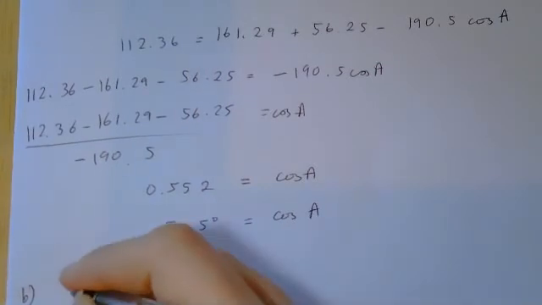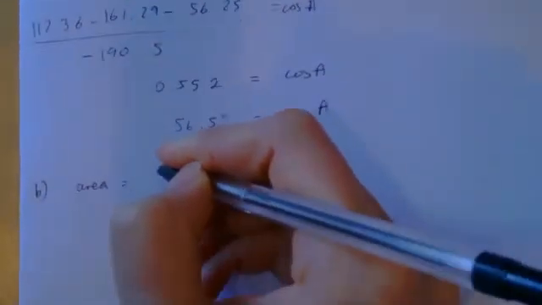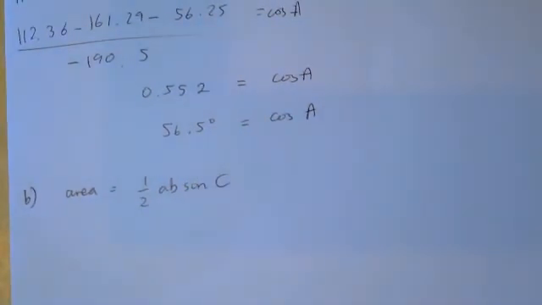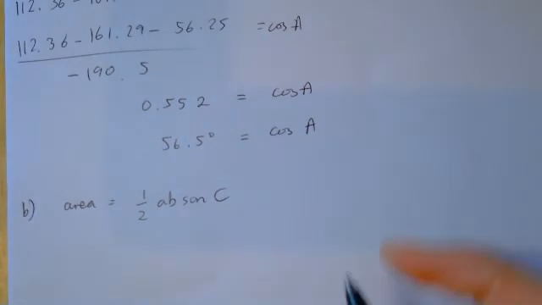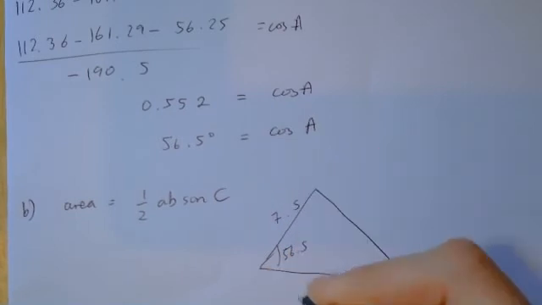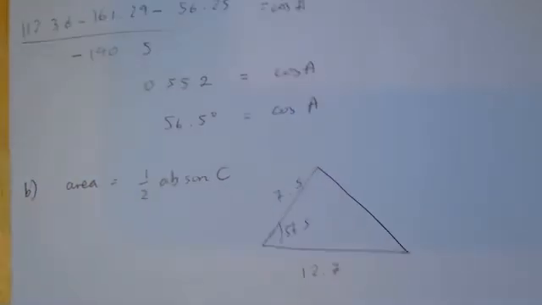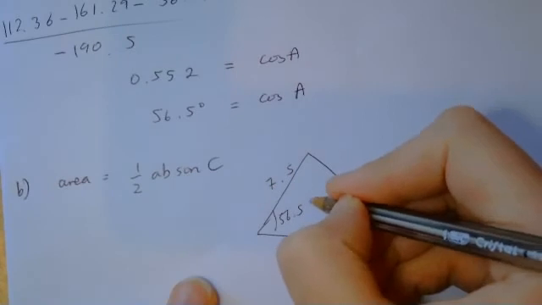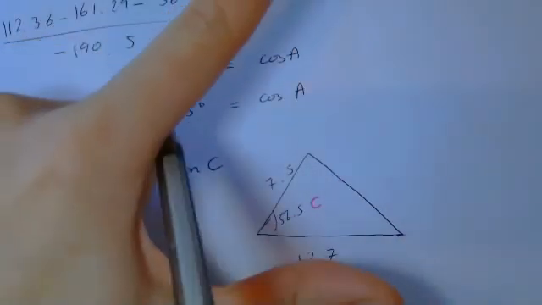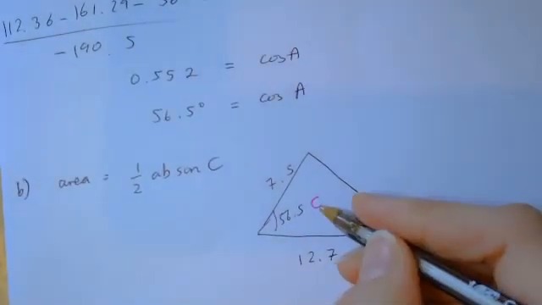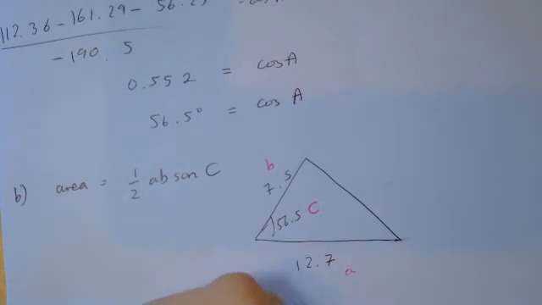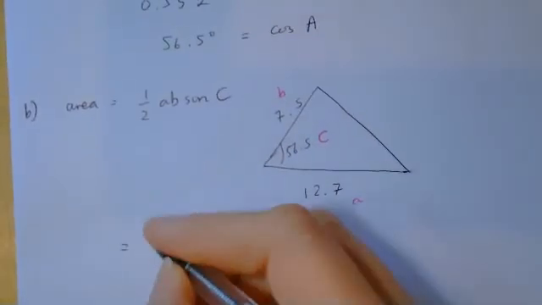Grass seedlings cost £1.25 per square metre. So we need the area of the lawn. And we know the area is half ab sine C. So now our labelling is wrong. Now our labelling is very much wrong. So I've got a 56.5, a 7.5 and a 12.7. You probably want to label this in terms of these letters. So for half ab sine C, you've got half ab and then the angle between them is your C. So that's my C, they're my a and b.